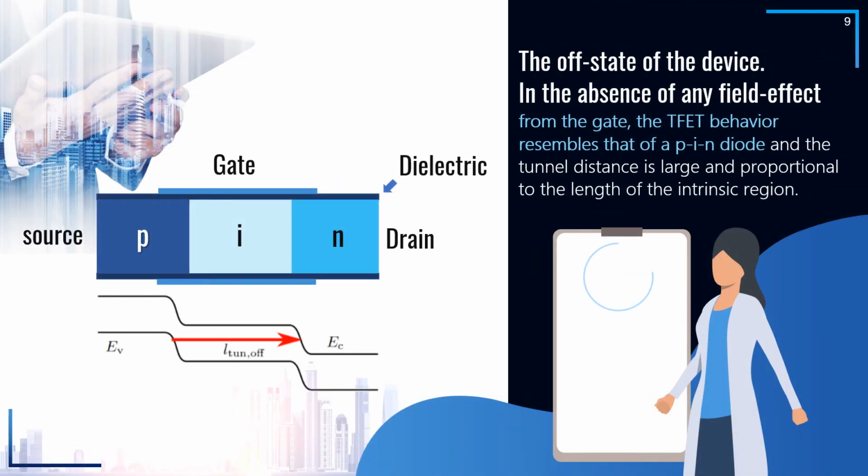Let's first look at the off state of the device. In the absence of any field effect from the gate, the tunneling field effect transistor behavior resembles that of the PIN diode, and the tunnel distance is large and proportional to the length of the intrinsic region.